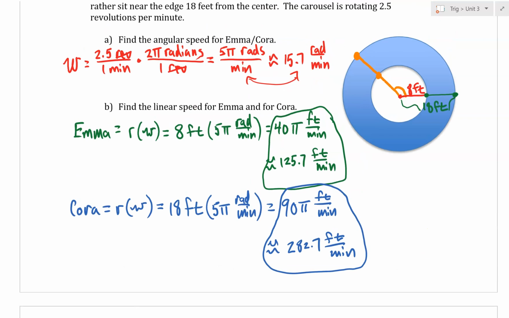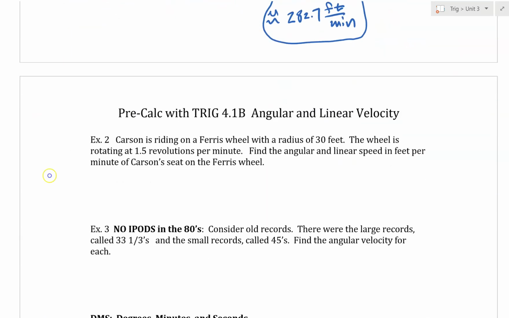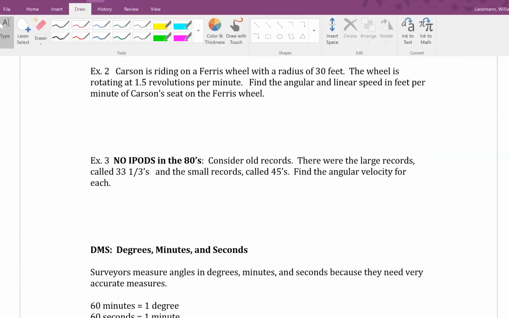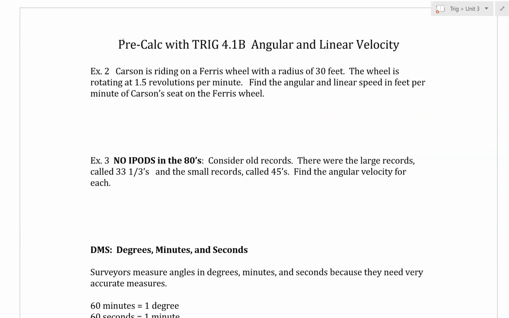So notice, the closer we were to the center, the slower the travel rate was. Linear speed versus angular speed. Let's take a look at this next one. Next one says, Carson is riding on a Ferris wheel with a radius of 30 feet. The wheel is rotating at 1.5 revolutions per minute. Find the angular and linear speed in feet per minute of Carson's seat on the Ferris wheel.